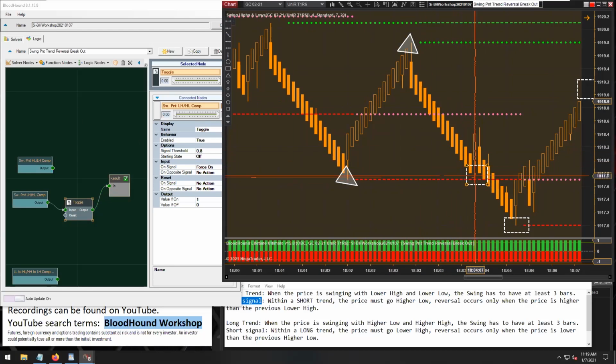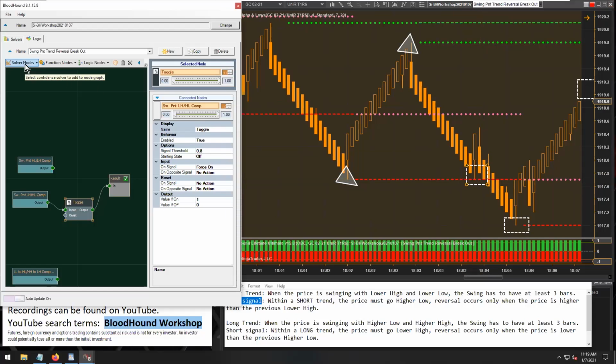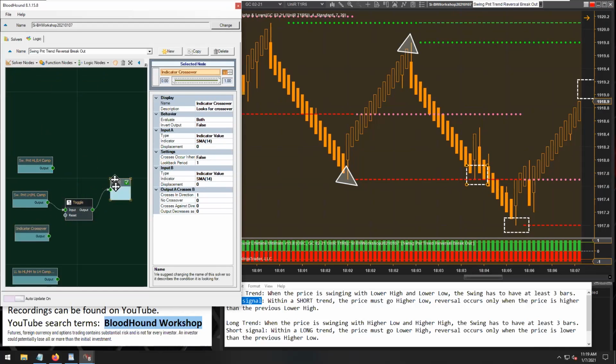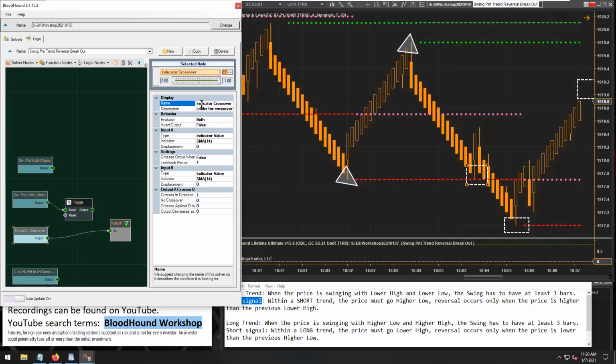So this is a crossover condition. If the closing price crosses or equals this swing low, then we know we have a failed setup. So I'm going to create a crossover solver. All right, so we're looking for the price to cross over the lower low or the higher high point, right? That's what we're going to have, either a lower low plot or a higher high plot.